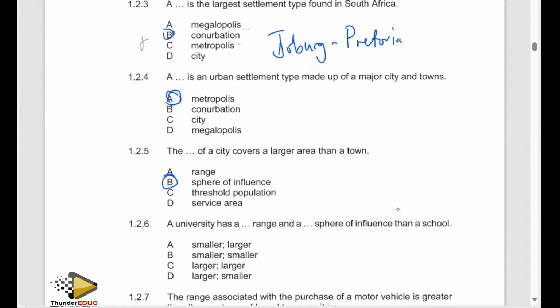They cover a wide area compared to a town, because a town offers relatively low order goods or services and is a lower order centre compared to a city. Therefore, its sphere of influence covers a relatively smaller area compared to that of a city. Right, we'll move on to the next question.